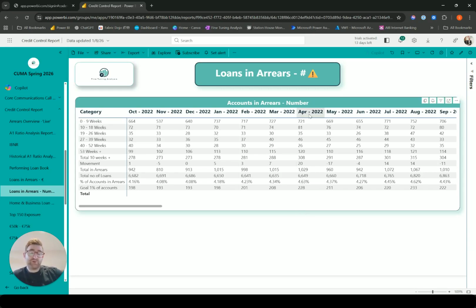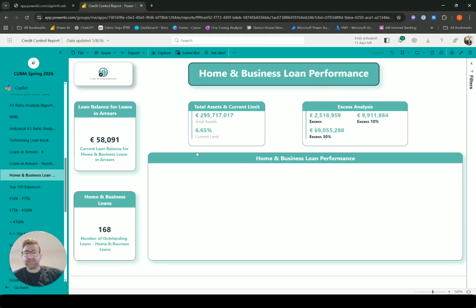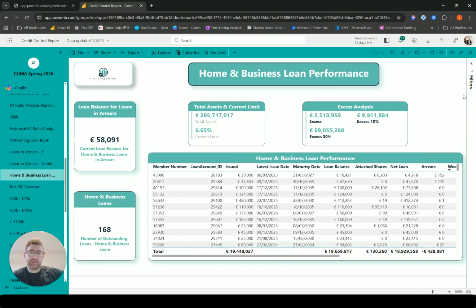So this is the exact same as the previous page, but we're just looking at the number of loans, okay? Before we finish up on the Power BI side of things, I'm conscious we're over 6 minutes in already, then we can just categorize our actual loan book. So let's focus on home and loan performance. So how are we doing there?